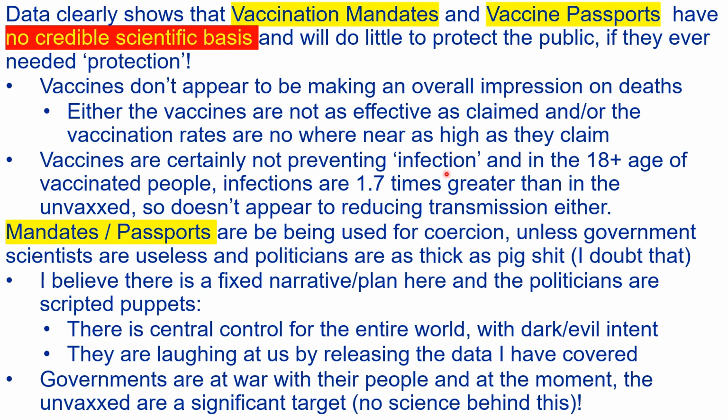There is no doubt a central control for the entire world, and I believe there's dark, evil intent there, and they are laughing at us, guys, when they release data that I've just covered. The governments, following their puppet masters in the central control group, are at war with their people at the moment, and the unvaxxed are a significant target, and there is no science, as you've just seen, behind any of it. And let's just take a look at what is happening. I think it's in Brisbane in Australia, so we'll play this little video.